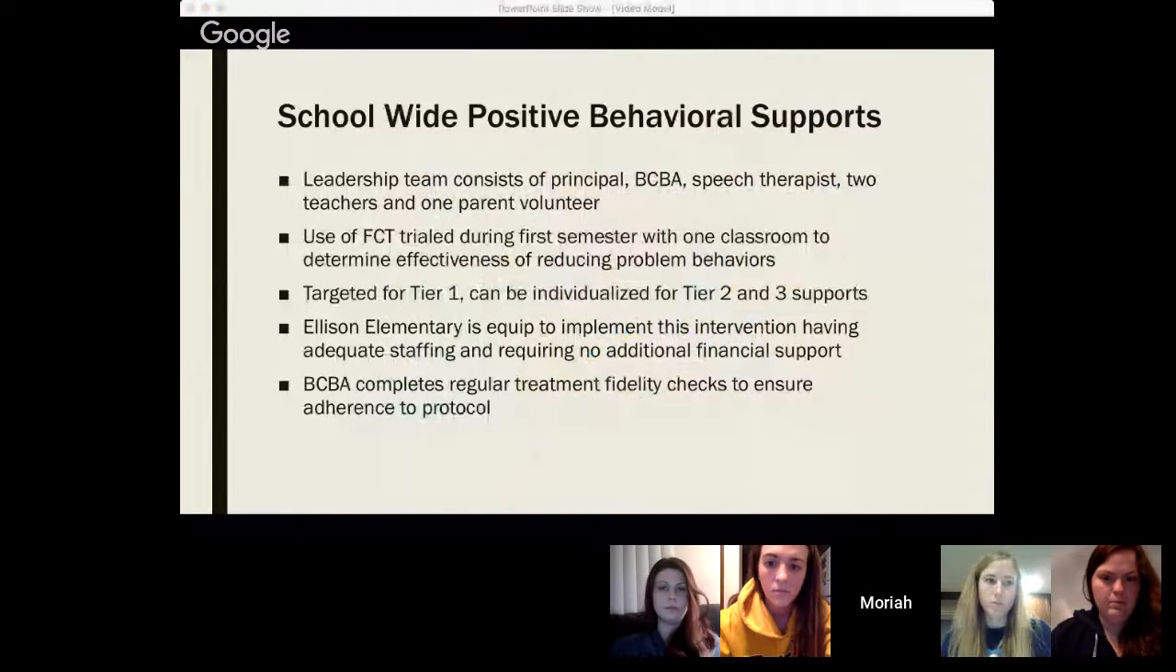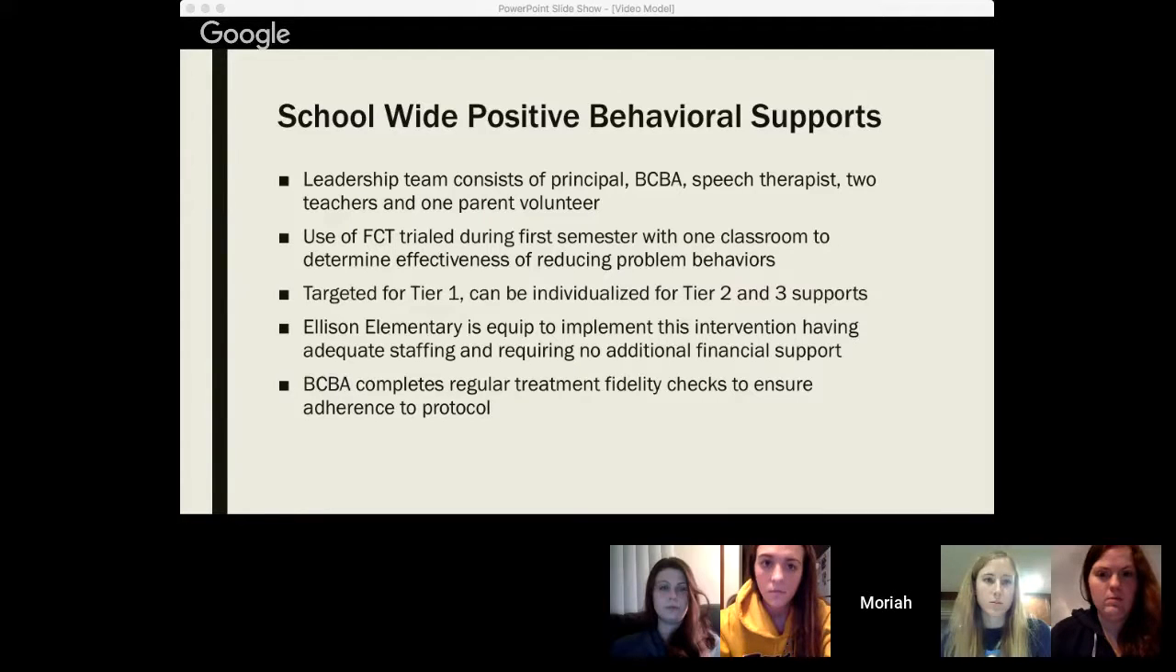Ellison Elementary School will be able to implement a school-wide positive behavioral support plan. The plan will entail the use of functional communication training for all students in the school to appropriately use while playing with peers, because many of the students lack the skills necessary to request desired items. The leadership team will consist of the principal, a BCBA, a speech therapist, 2 teachers, and 1 parent volunteer. These individuals will gain support from other staff members and parents to encourage the use of the intervention.